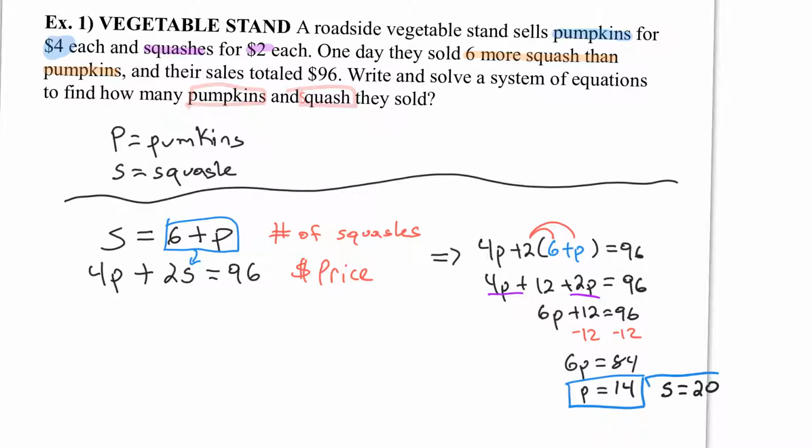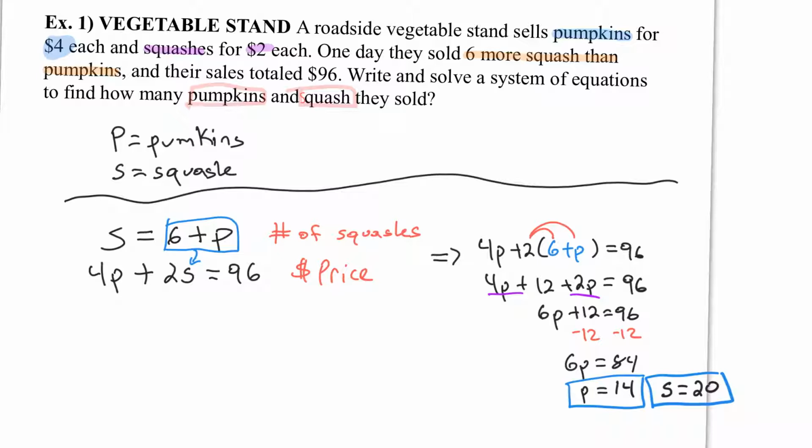Can you guys go back? Do you need to go back and substitute the number of the p-value, the number 14, into the equation? You don't have to. You guys use common sense. So we know squashes is 6 more. You just add 6 to p. 14 plus 6 is 20.